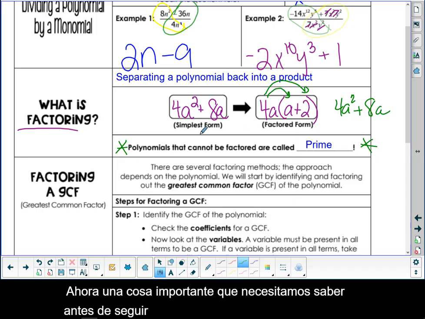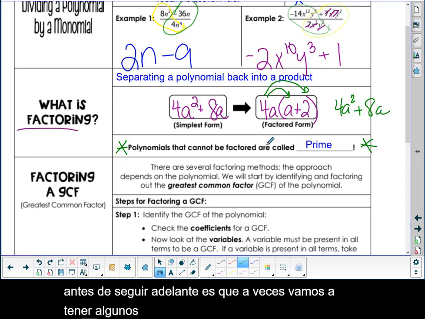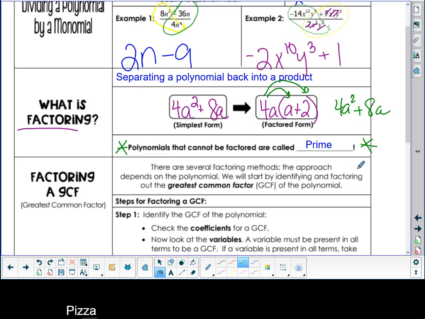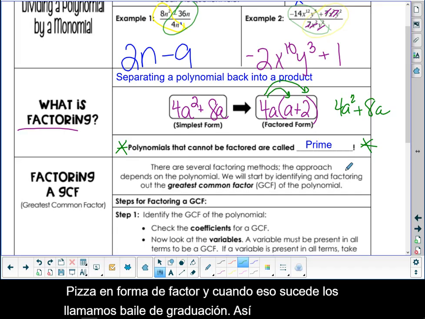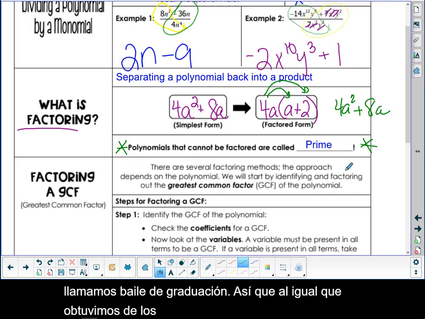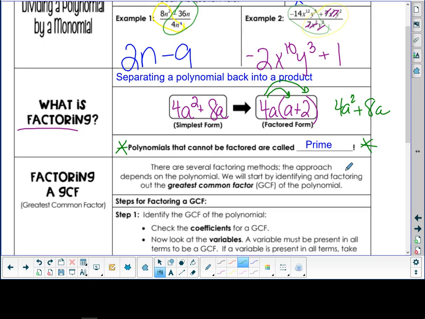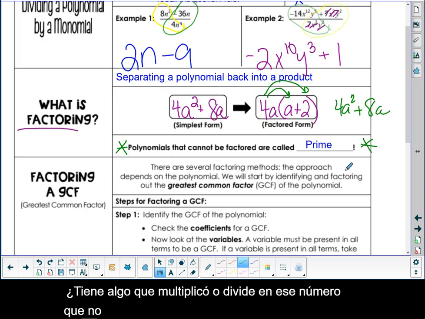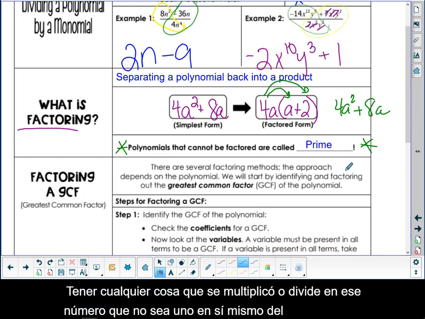Now, one important thing that we need to know before we move any further is sometimes we're going to have some polynomials that can't be put into a factored form, and when that happens, we call them prime. So just like we've got prime numbers that we can't have anything that multiplies or divides into that number other than 1 and itself, we've got prime polynomials that we cannot factor.